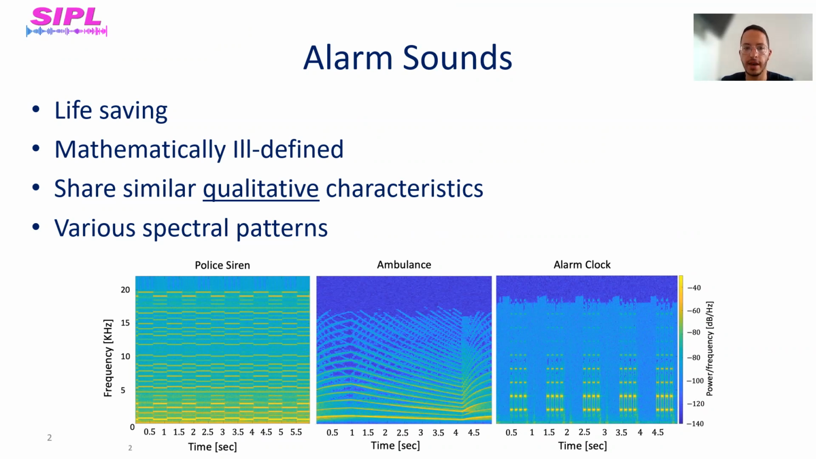However, alarms are mathematically ill-defined and have various spectral patterns. Here we have an example of 3 different alarm sounds: a police siren, an ambulance, and an alarm clock, and there are 3 spectrograms, which is just their frequency decomposition over time. As you can see, those 3 spectrograms are quite different from one another, and at first glance, it would be very hard to realize that those 3 spectrograms belong to the same class of signals. However, alarms do share similar qualitative characteristics, which was our motivation to use the field of topology.